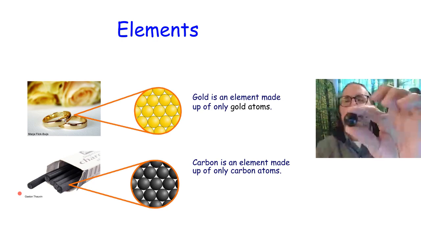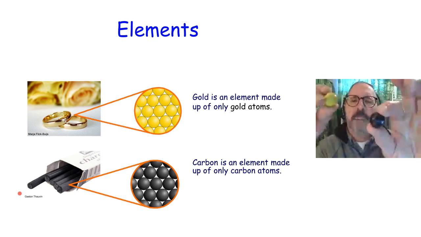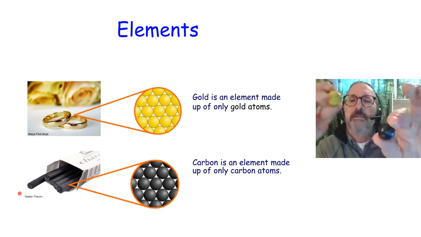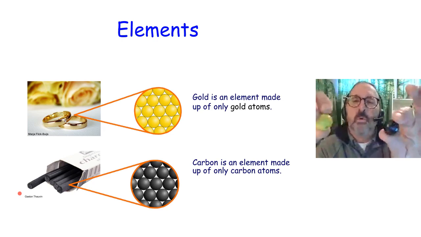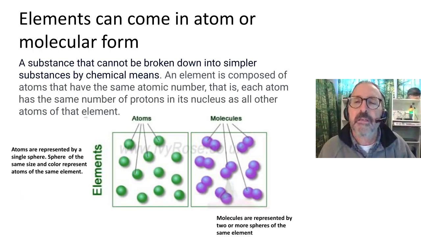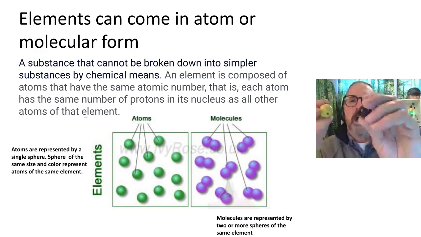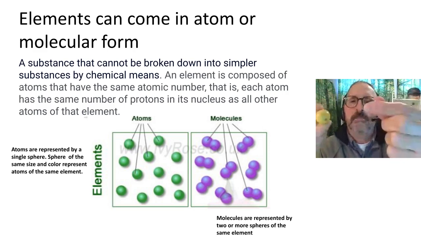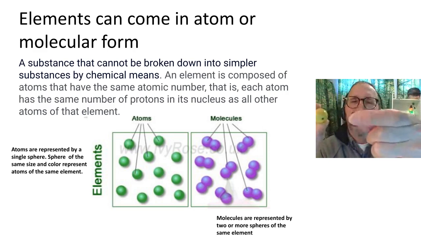This would be a different one. So let's say this black ball represents the carbon. The yellow ball represents the gold. Sometimes atoms like this come in elemental form, like one atom. Sometimes gold comes as a gold atom, and sometimes carbon comes as a carbon atom, one carbon atom.